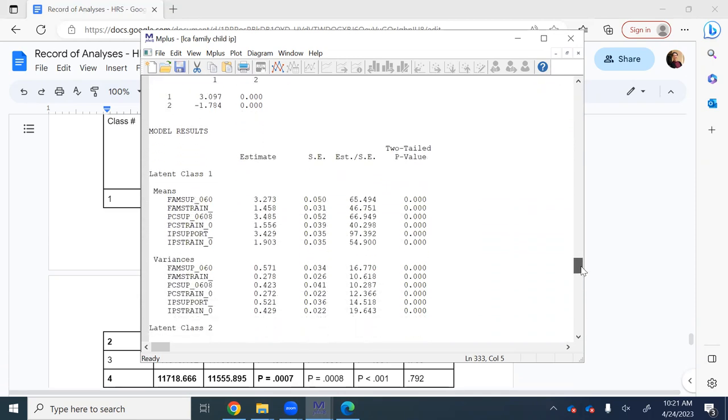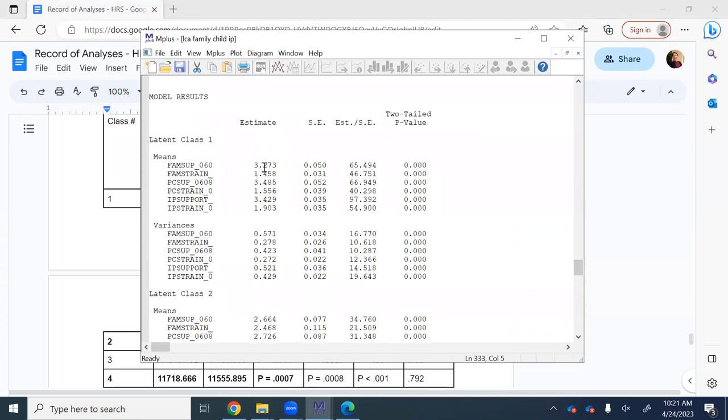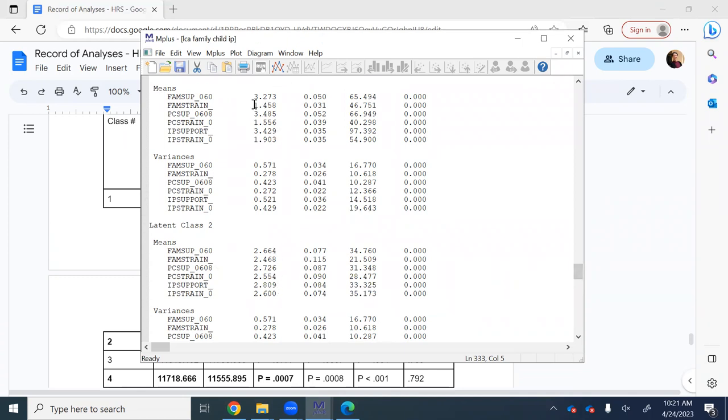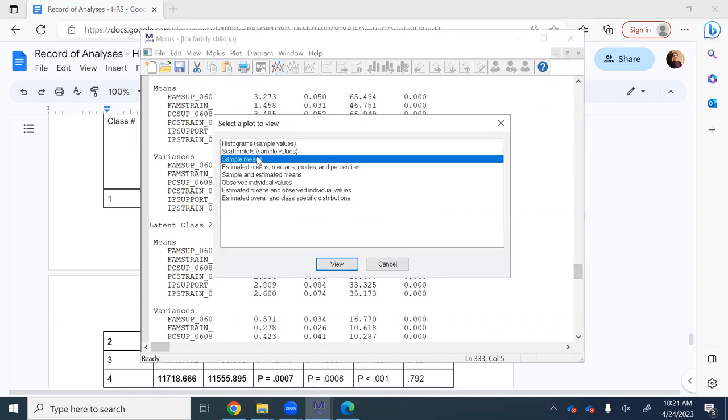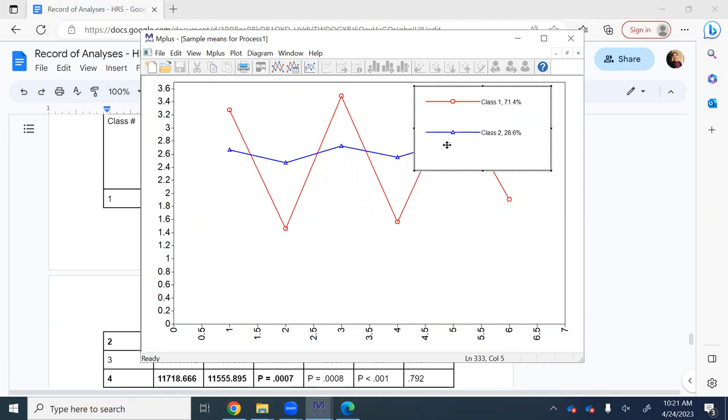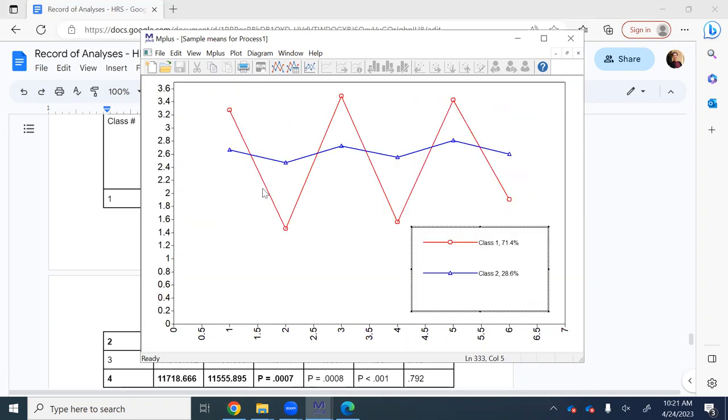So here are our means, our model results. In class one, we see what the averages are. In class two, we see the different ones, so class one is bouncing around. Okay, who can hold that in numbers in their head? So that's why I request the plot, because then we can see what the differences are here, right? We see that class one, which is our bigger class, 70%, has high support, low strain, high support, low strain. And class two, which is about a quarter, is kind of middle, lower support, a bit higher strain, across these.